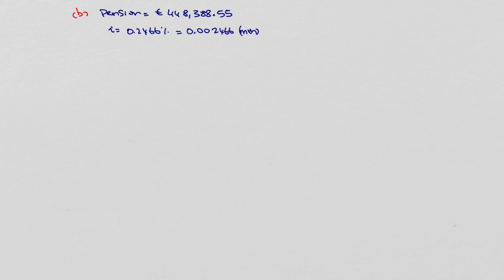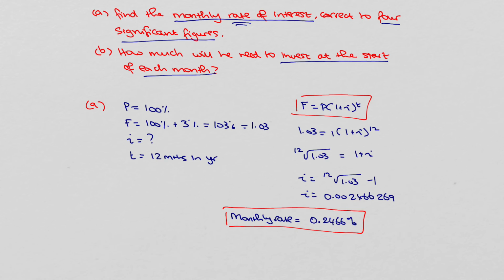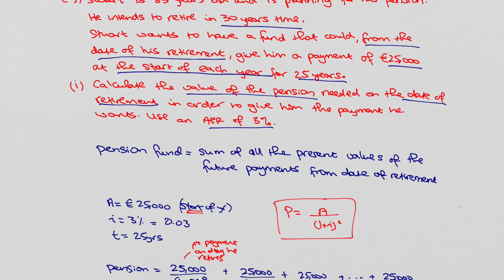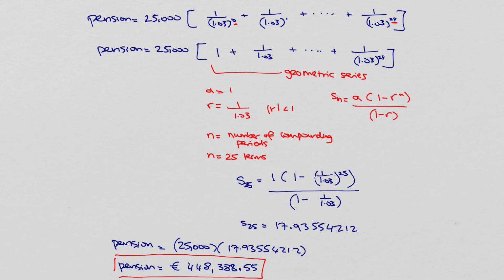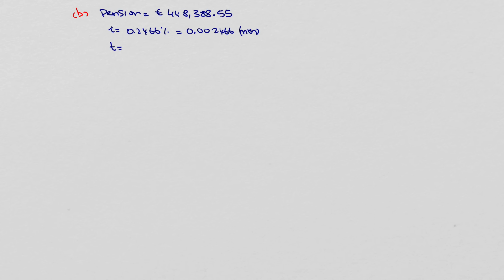And then our time is, well, when is he retiring, right? So if we go back to the question, he's 35 years old. He's planning to retire in 30 years' time. So that means he's basically going to be saving for 30 years if he starts from today when he's 35 years old. So the time will be 30 years. But of course, our rate is monthly, so we're going to write our 30 years as months. So we have 30 times 12 gives us 360 periods. Okay, so in other words, he's saving every month for 360 months.